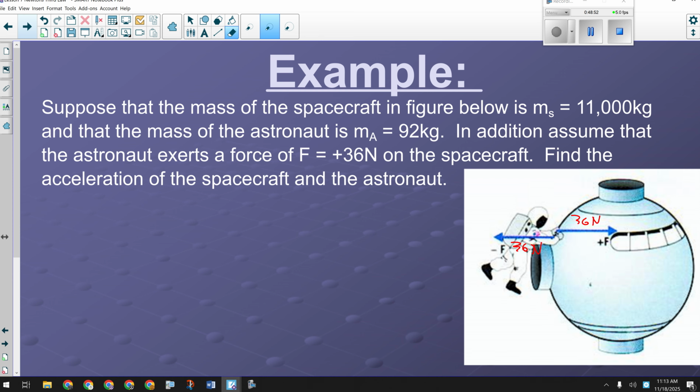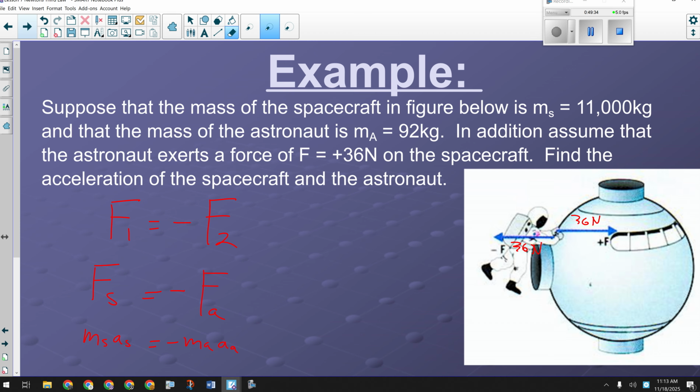No. Because when it comes right down to it, what we have here is force 1 equals negative force 2. So the force exerted on the ship equals negative the force exerted on the astronaut by the ship. Well, that means the mass of the ship times the acceleration of the ship equals negative mass of the astronaut times acceleration of the astronaut. Everybody okay with that? So, since I know what the force is, could I calculate the acceleration of both of them?